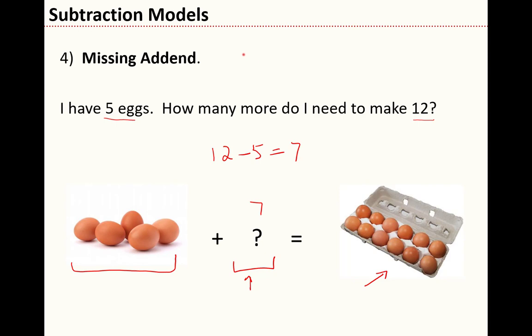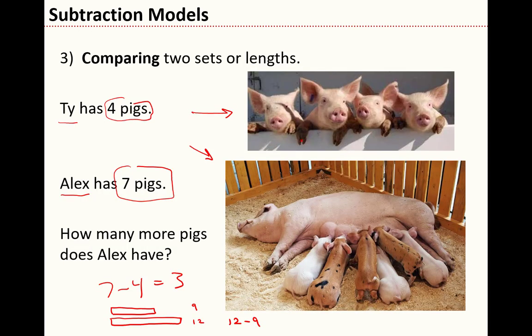Suppose you're jogging in a 10K and you're supposed to jog 10 kilometers, and so far you've jogged 8 kilometers. So you've jogged 8 of those 10 kilometers. How many more kilometers do you need to go in order to finish the race? Sometimes when you see how many more, that could indicate a missing addend. How many more do I need? But be careful, I'm going to go back to the other slide again. Here's comparing. How many more also appears in the comparing. So just distinguish between those two.